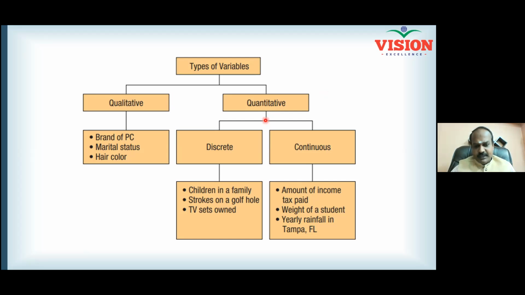And within quantitative, you have two types: discrete and continuous. Both are numbers only. Both are in number format. Discrete means countable. Continuous means measurable. Ravi also highlighted this. Number of people who are attending the meeting: there are 23 people right now. How do you say it is 23? You counted. Number of students in the class, you counted. The number of parts that are rejected in your company, that is countable data.